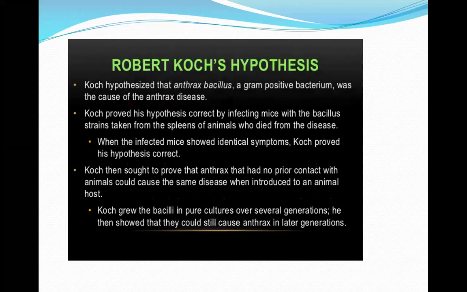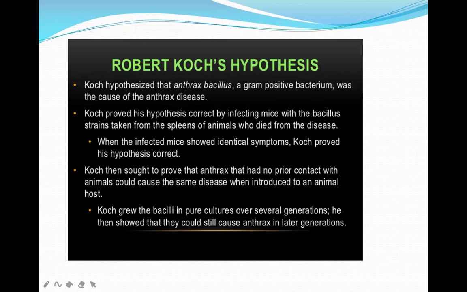See here, next slide: Robert Koch's hypothesis. Koch hypothesized that anthrax bacillus, a gram-positive bacterium, was the cause of anthrax disease. The second thing, Koch proved his hypothesis correct by infecting mice with the bacillus strain taken from the spleen of animals who died from the disease. The third thing, when the infected mice showed identical symptoms, Koch proved his hypothesis correct.